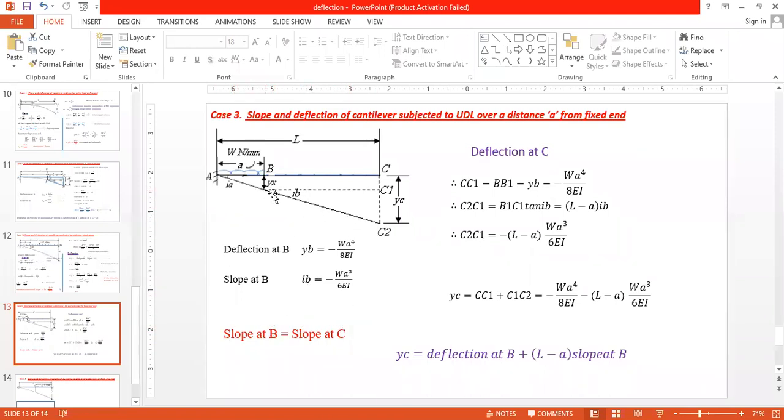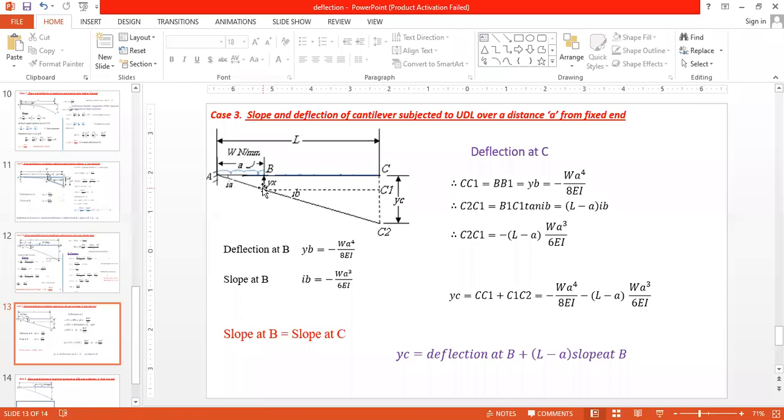This same line is inclined from here to here, that is a straight line, and that line is tangent at b to that deflected curve, because that same line is extended here. And that is your maximum slope. Now our concern is what is the maximum deflection. Now maximum deflection you will get at c, therefore we have to calculate the deflection at c. Now for calculation of the deflection at c, see here this is a straight line.